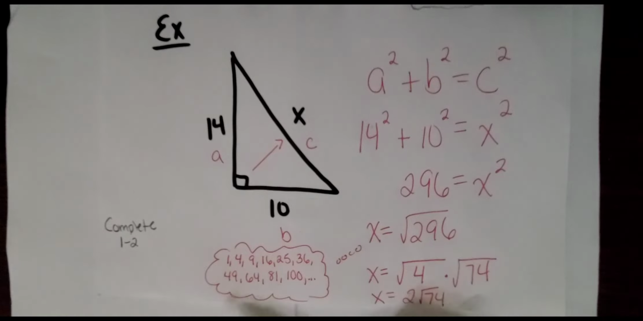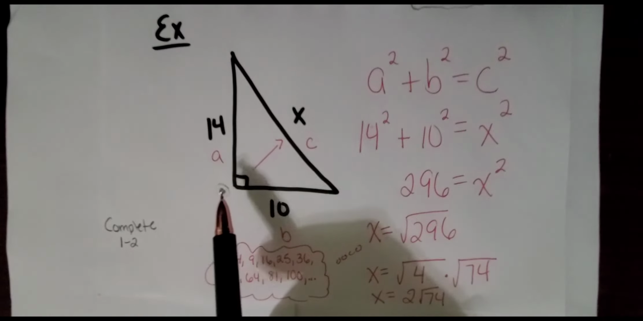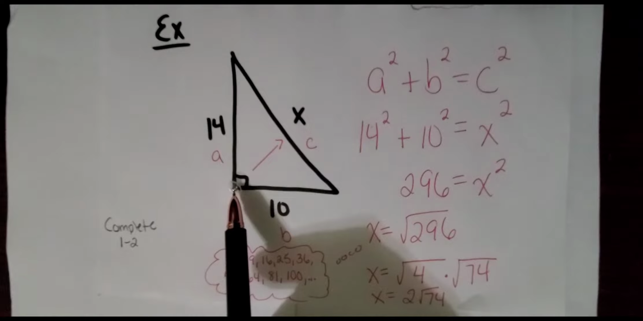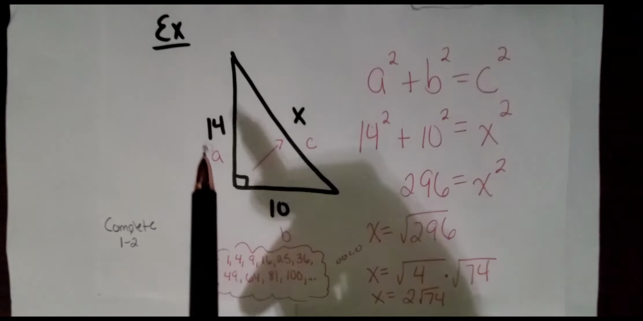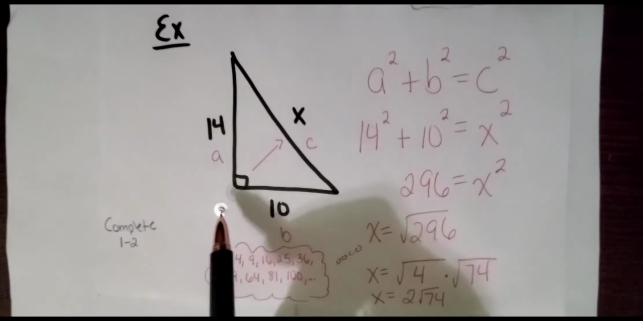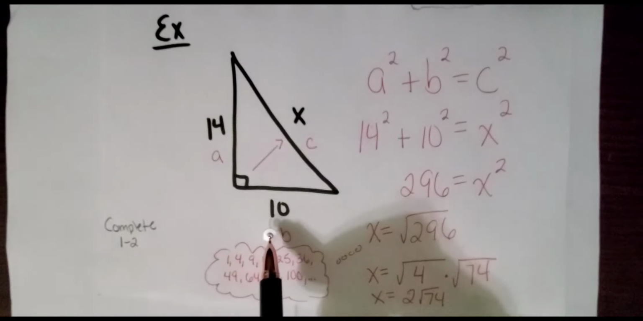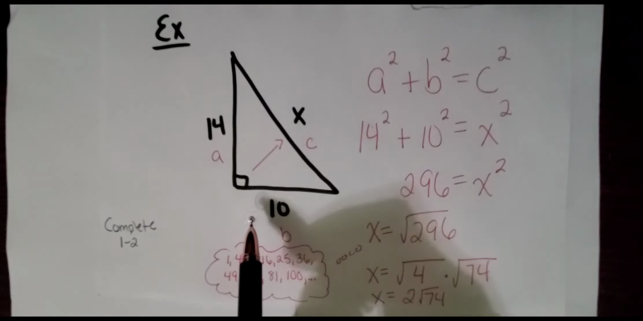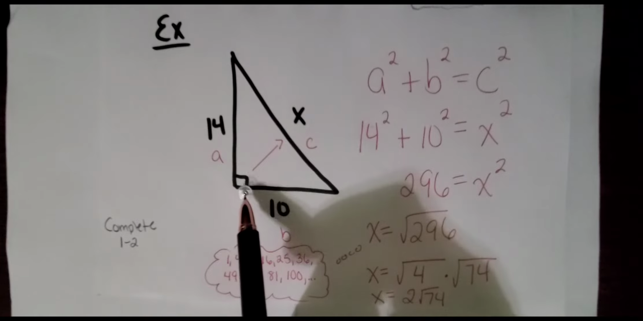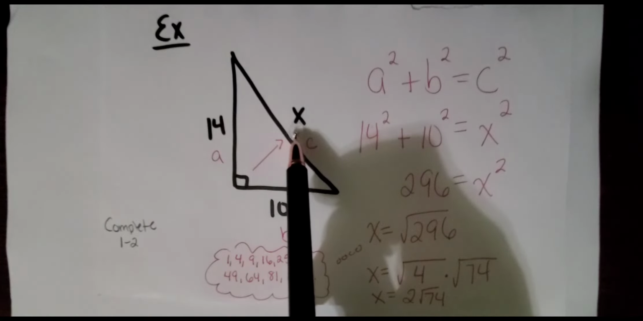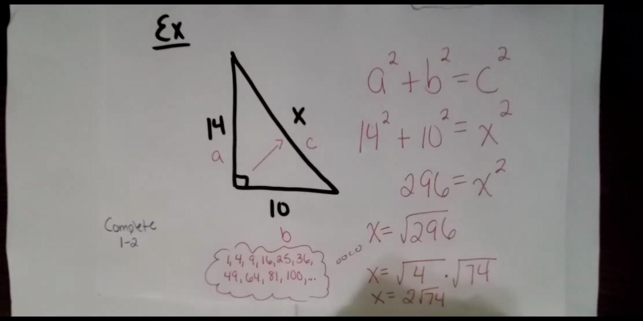In this example here that is given, we can see that here's the right angle of the triangle, so we know it's a right triangle. The two sides that make up the right angle are labeled as 14 and 10. These are the two legs of the triangle. And then the side that is opposite the right angle is labeled as x, so that would be the hypotenuse.